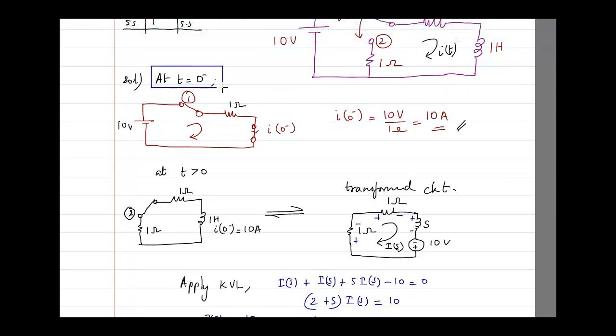One is at the initial condition, that means at the initial time period t equal to 0 minus, what is the case, and then the second one is at t greater than 0, what is the case.